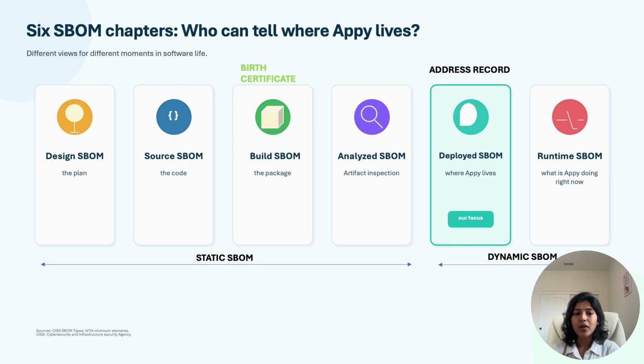But beyond that, we have dynamic SBOMs. This is what happens when software moves outside the build environment. Deployed SBOMs and runtime SBOMs give different information. Deployed tells you where the software lives, and runtime SBOM gives you what the software is doing right now, what is active. SBOMs can be produced at any stage, but deployed and runtime views help during live defense.